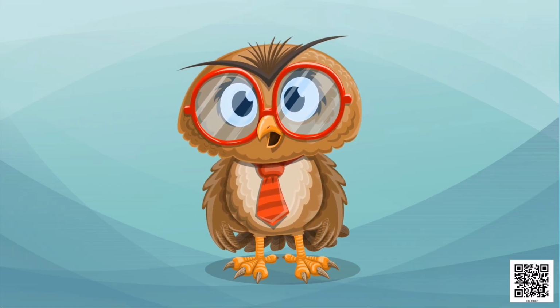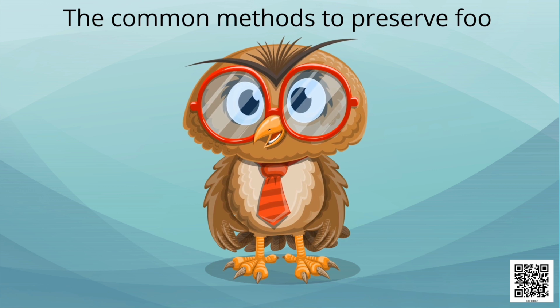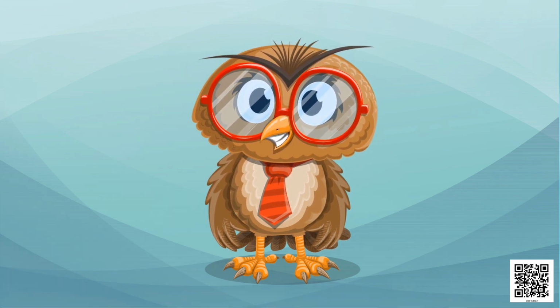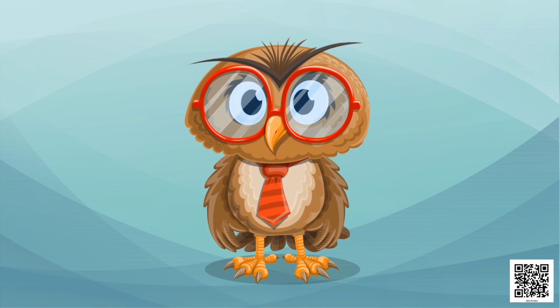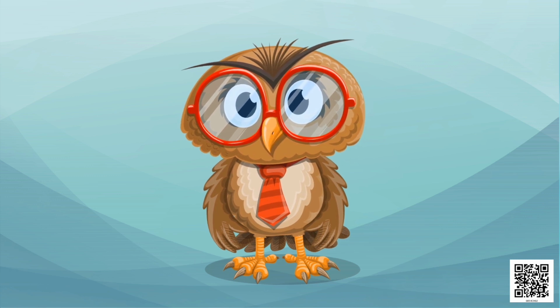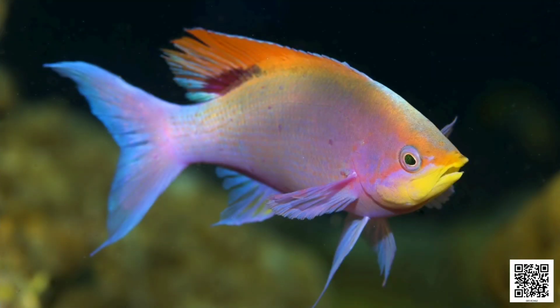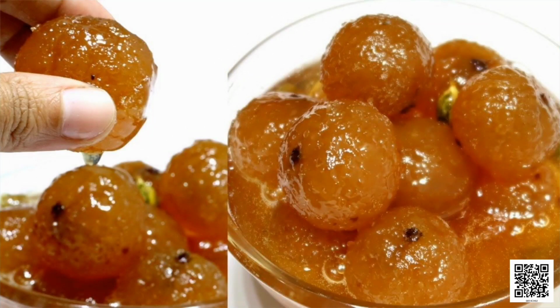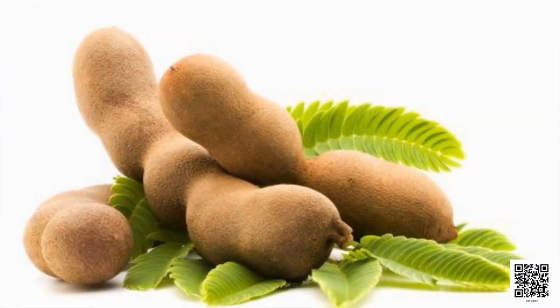Let us now study the common methods to preserve food in our homes. We have to prevent food from the attack of microorganisms. For this, we use chemical methods. For example, common salt is used as a preservative for preserving meat and fish. Meat and fish are covered with dry salt to check growth of bacteria. Salting is also used to preserve amla, raw mangoes, and tamarind.